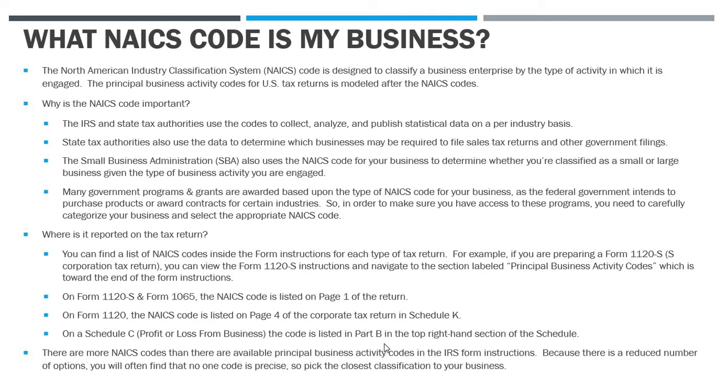Okay. Now, as I stated earlier, there are more NAICS codes than there are available principal business activity codes in the IRS form instructions. So if you go to the NAICS.com website, you can do a code search, but you're going to see way more NAICS codes than you will when you look at the principal business activity code tables. So if you find your code on the website and you go to the principal business activity codes in the form instructions and you don't see it listed, try to pick the most closely connected one to your business, right? You don't have to be super precise because you are working with a limited number of options, but you still want to pick the one that most closely resembles the type of business you're engaged in.